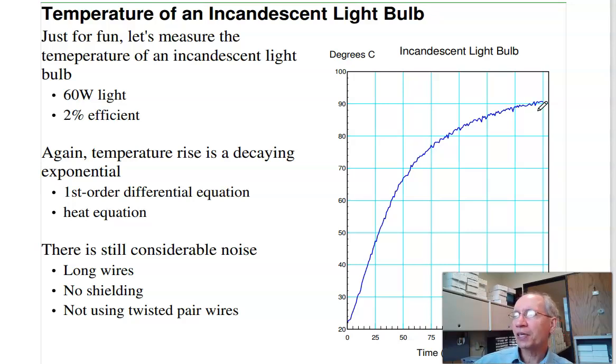Again, it's satisfying a first-order differential equation. That's the heat equation. It's still kind of noisy. Again, what I did is I just ran long wires.